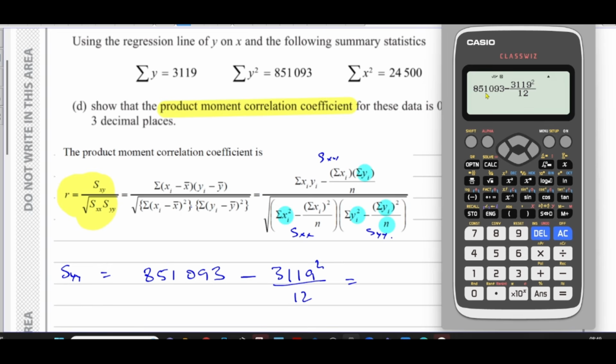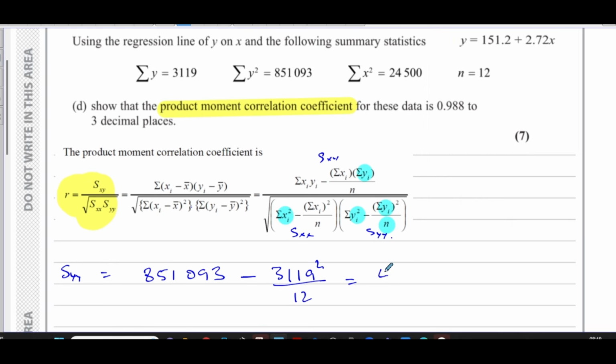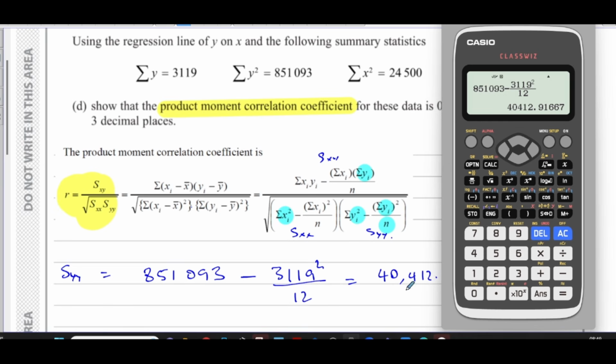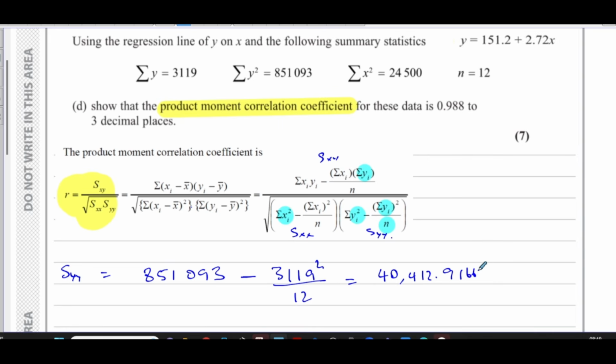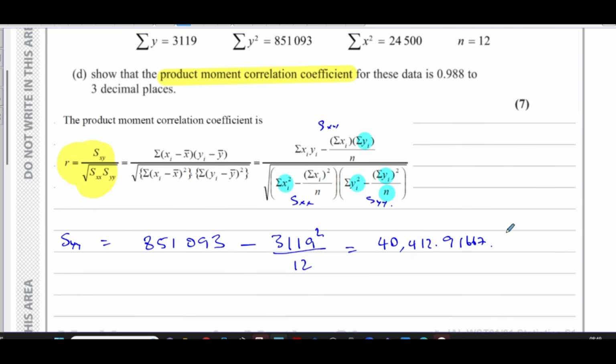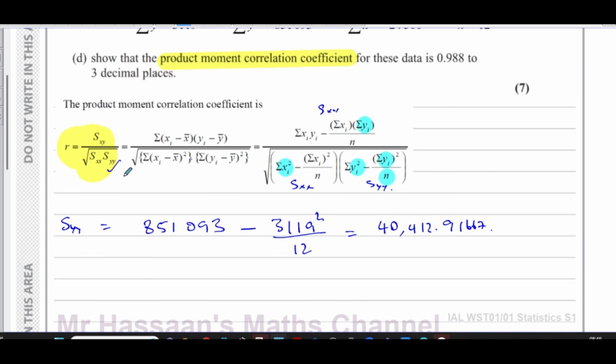So that's SYY: 851,093, that's the sum of Y squared, minus the sum of Y, which is 3,119, squared, divided by 12. That gives us 40,412.91667. I'll just write the exact value. That's SYY, so I found SYY. That's found now. Now I've got to find SXY and SXX.